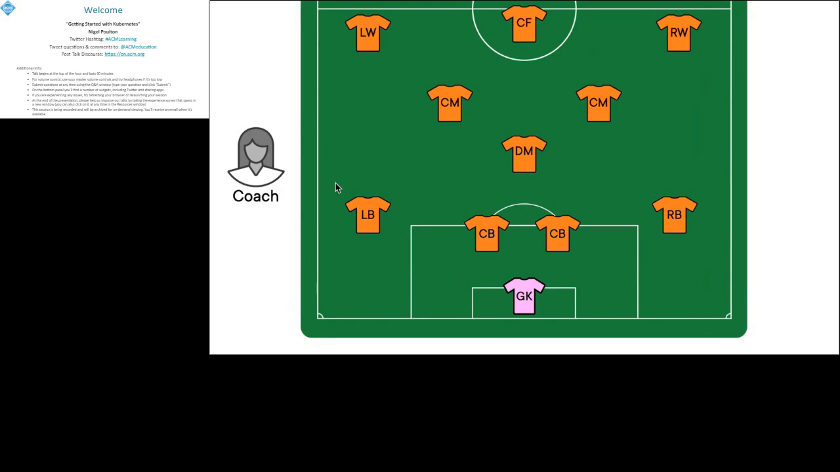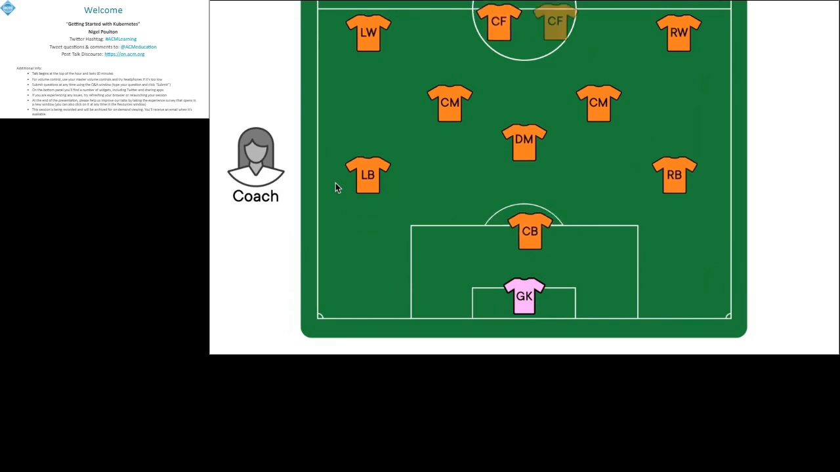And the coach may say, oh, we've really got to win this game, so I'm going to switch from 4 at the back and 3 up front to 3 at the back and 4 up front. So again, the coach makes those decisions, responds to real-time decisions. Well, believe it or not, it is exactly the same in the microservices cloud-native world.